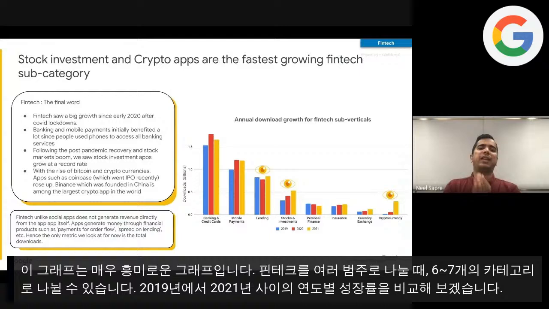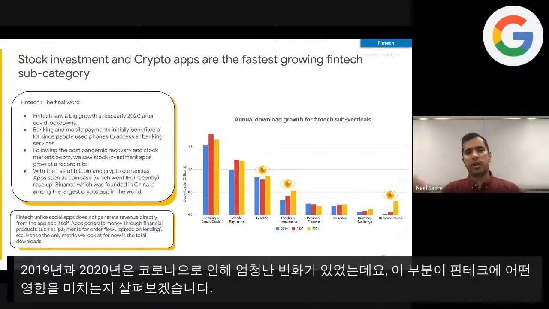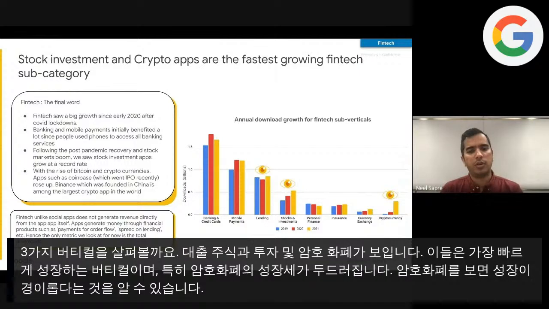And we've tried to compare the year-on-year growth from 2019, 2020, 2021. We all know that 2019 to 2020 was a massive shift because of the rise of the pandemic, and we want to look at how this has impacted fintech. Now, if we look at 3 specific verticals, which is what I have chosen, we see that lending, stocks and investments, and cryptocurrency are the 3 verticals that I've selected. These are also the fastest growing verticals, specifically cryptocurrency. If we look at crypto, we can see that the growth has been phenomenal.